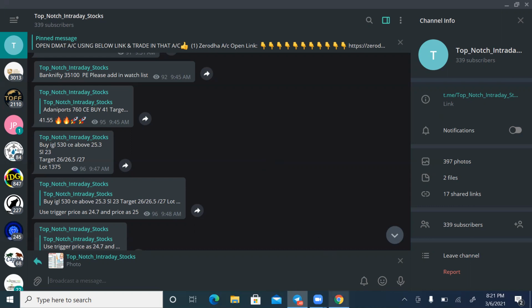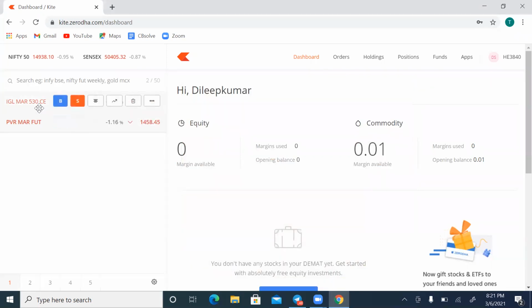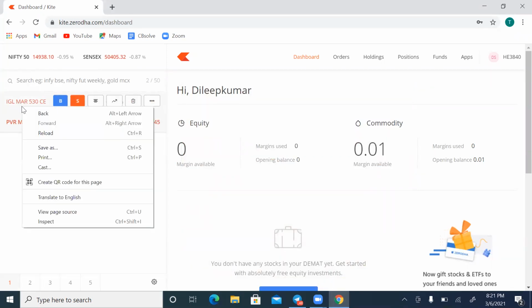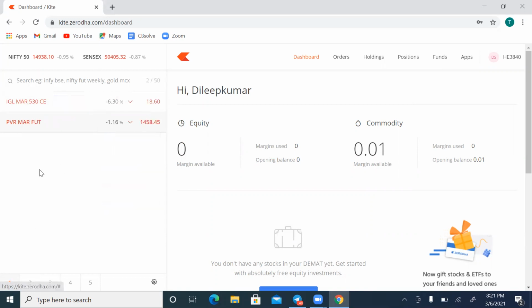Okay, and also I just want to tell you, for example, if you have already taken one trade and you want to exit, just click on it, and you will find an exit option here. Probably I don't have it in real time to show you. I'll make another video on how to keep the SL.